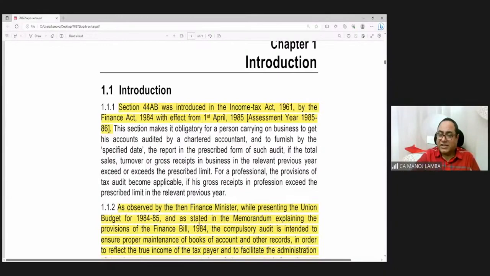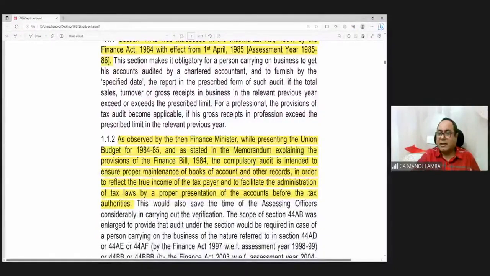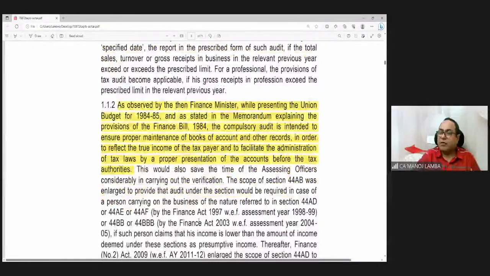And the intention behind the tax audit concept, as the memorandum explaining the provisions of the Finance Bill 1984 very clearly states, is that this compulsory audit is intended to ensure proper maintenance of books of account and other records. Proper maintenance of books of account and records.